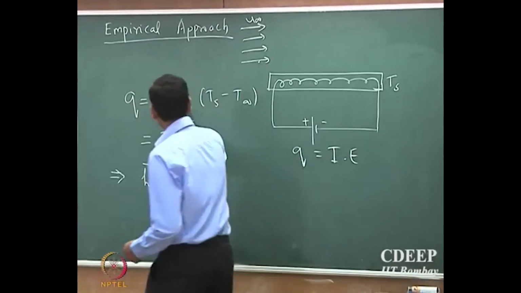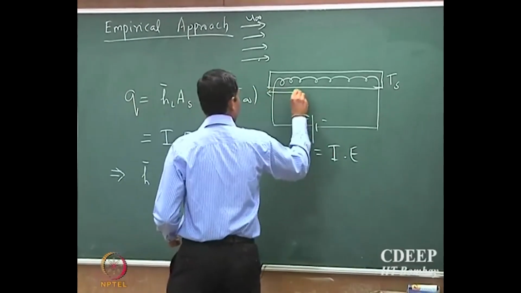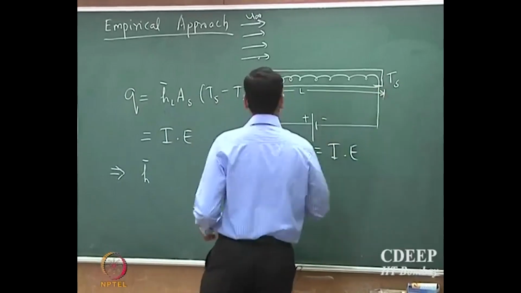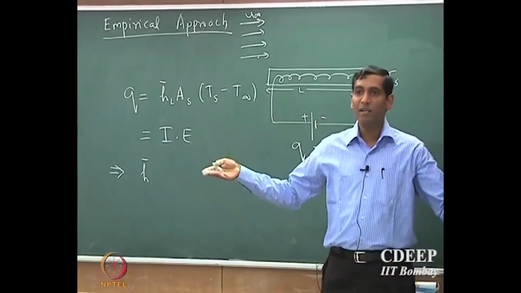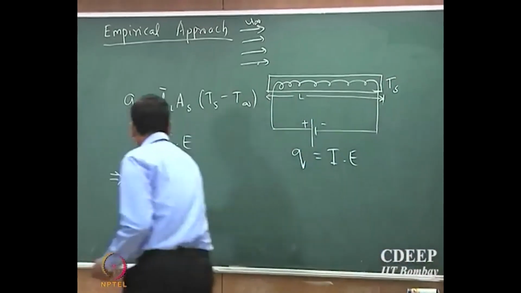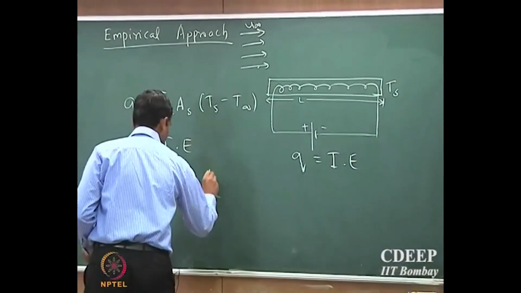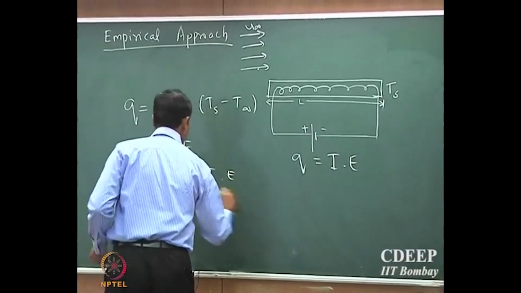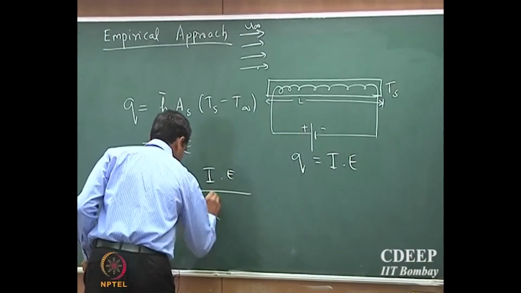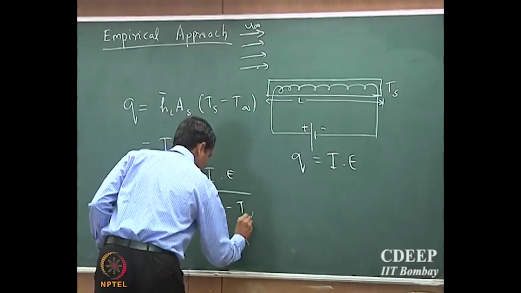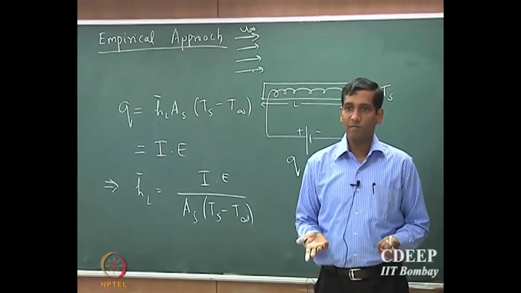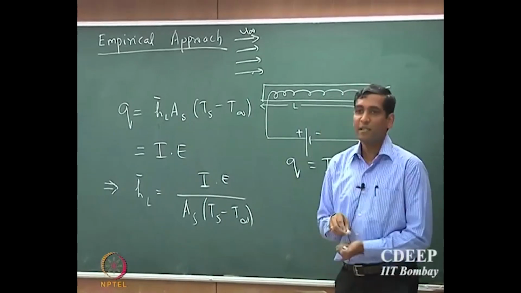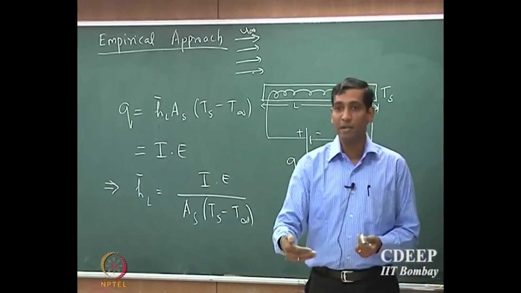So, if I put a subscript L, where L is the length of the plate, so if I say this is the average heat transport coefficient based on the length of the plate, so H bar L would be I times E divided by A times (Ts minus T infinity). Fair enough. So, we know how to calculate the heat transport coefficient experimentally.